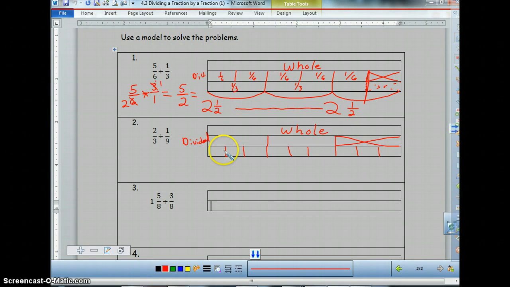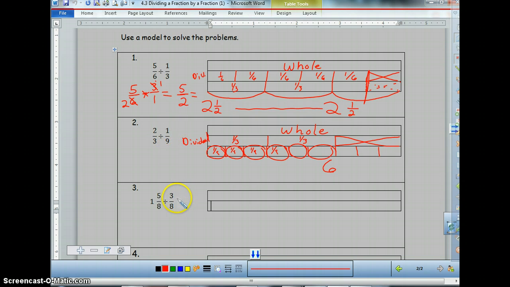Well, let's count them. There's 1, 2, 3, 4, 5, 6. There are 6 ninths in 2/3. And again, it helps to label them. This is 1/3, this is 1/3, and we can label each one of these ninths. Now, when you only have 1/9, it's a little easier.